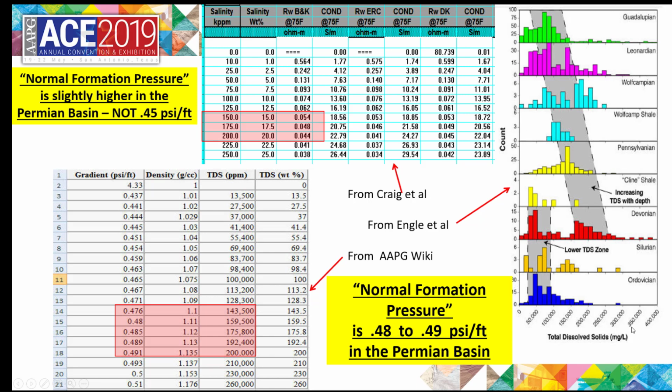This diagram is from Engel that basically looks at all the salinities of formation waters at different depths, the 150,000 parts per million, and that translates to 0.48 or 0.49 as a normal pressure gradient, hydrostatic gradient in the Permian Basin. So when I look at overpressure, I'm going to say that anything over 0.5 psi per foot is overpressure in the Delaware Basin.